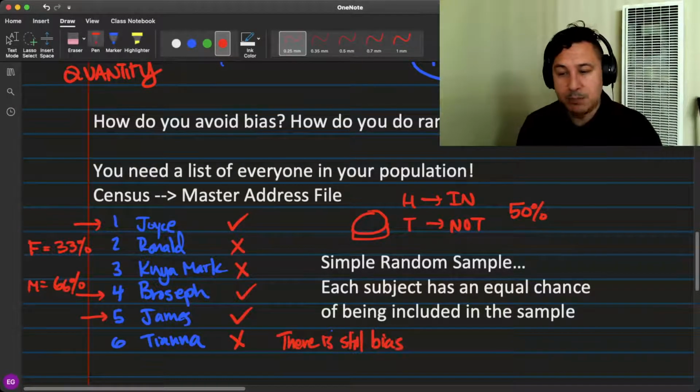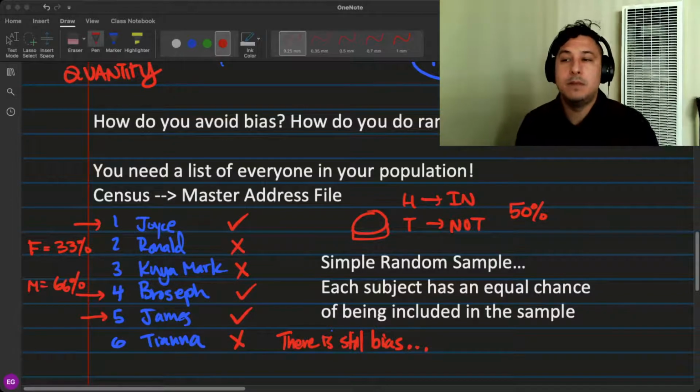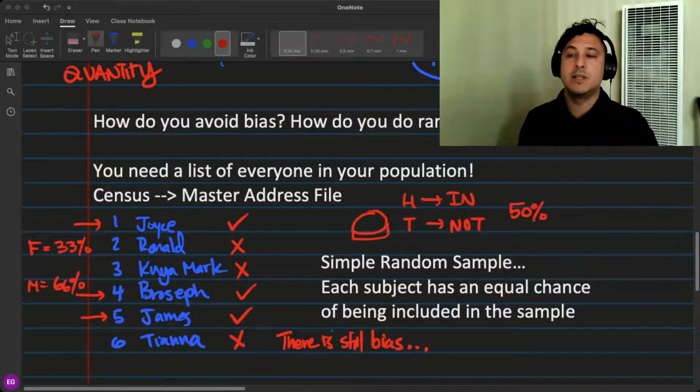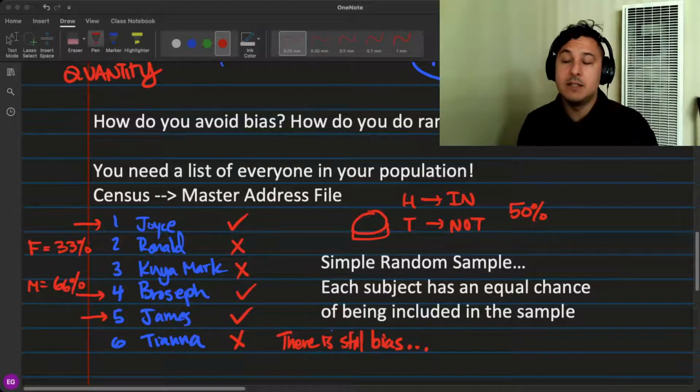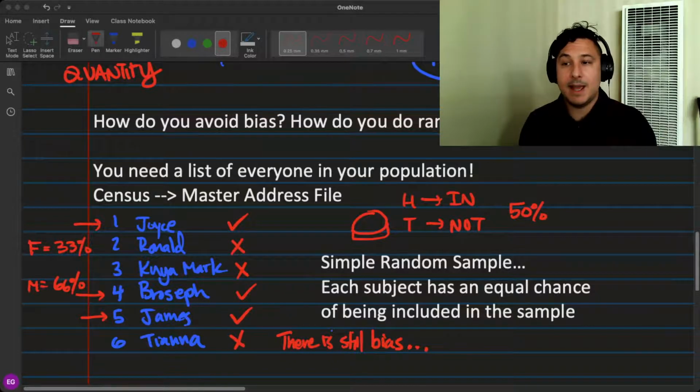This sample is biased towards males. There are more males than females in there. But at least it's not because of some weird thing, like because I chose people from Literary Digest or something like that. At least it's random bias. So there are other methods of random sampling that are more complicated and will have even less bias, and that's what we're going to talk about now.